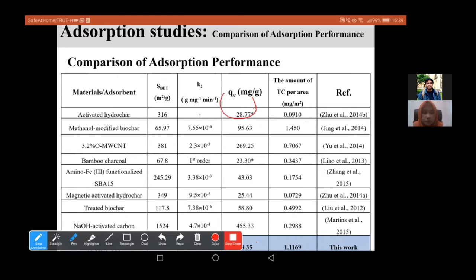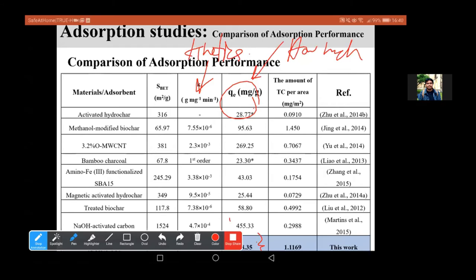You consider here the QE value, and you consider the K value, which refers to the kinetics. So that means how fast. And QE means how much you can absorb at the maximum. If you notice here, my value is not so bad compared to the others, right? But if you compare to the activated carbons derived from sodium hydroxide activation, they can achieve values higher than 400 milligram per gram of tetracycline adsorption. So it seems to be quite a lot, right?